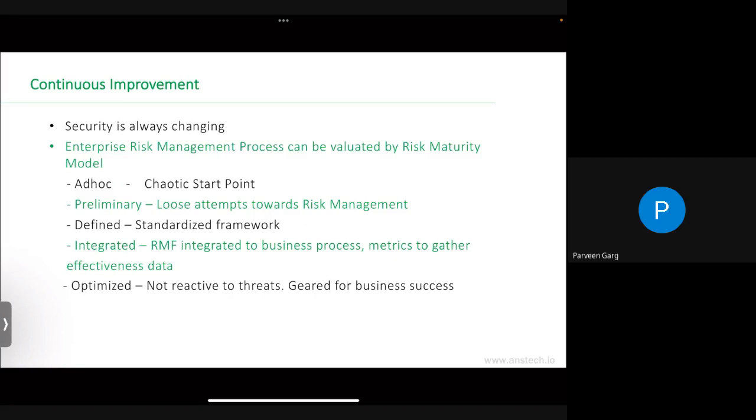Now, once you go into an organization, the state of that organization is given by a certain enterprise risk management model. There is a very famous risk maturity model called RMM. Okay. So RMM is used to understand what your state is, whether your enterprise risk management is at which stage, whether it's in a chaotic stage. If it is very chaotic, it has just started, then it is in an ad hoc stage.